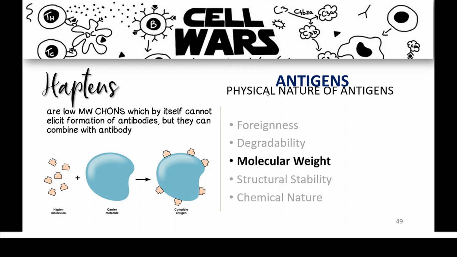Therefore, a hapten must be coupled with a carrier molecule. The carrier molecule will increase the size of the hapten, and when such happens, the haptens can now become immunogenic. Examples of carrier molecules for haptens are albumin or globulins, okay, and other synthetic polypeptides.